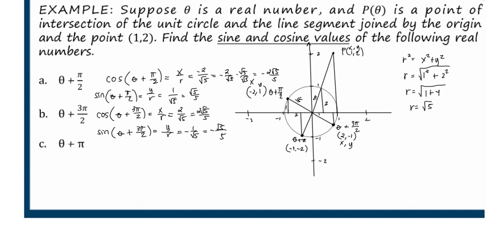Okay, let's do theta plus pi, which is this one. X is negative 1, y is negative 2. So, basically, cosine of theta plus pi is just x divided by r, which is negative 1 over square root of 5, which would give you negative square root of 5 over 5. And then, our sine of theta plus pi is just y divided by r, which is going to give you negative 2 over square root of 5, which is negative 2 square root of 5 over 5. So, those are the values of our sine and cosine.